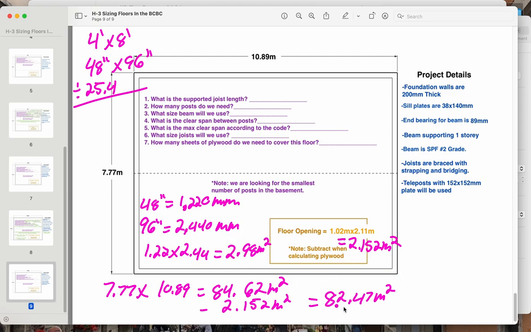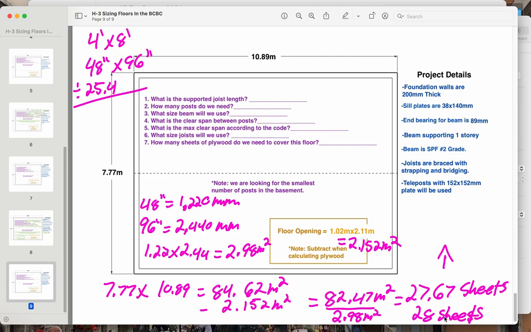So now we take the total area of our floor divided by 2.98 meters squared. And we end up with 27.67 sheets. Now, you can't have 0.67 of a sheet, so we're going to round up because we can't have 27 sheets. That won't be enough. We need more. That'll be 28 sheets of plywood. 28 sheets of plywood, and that is without waste.